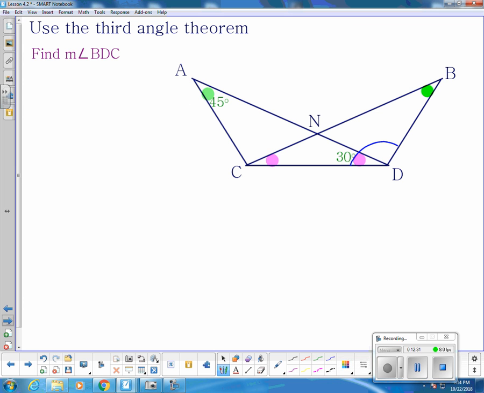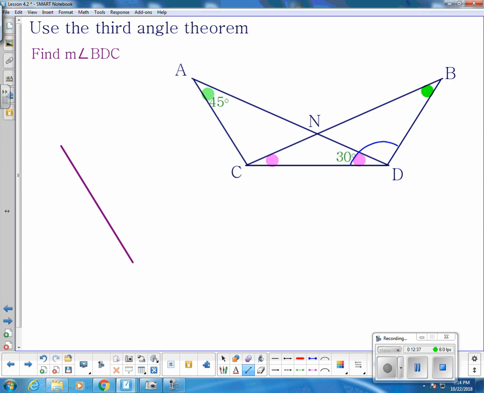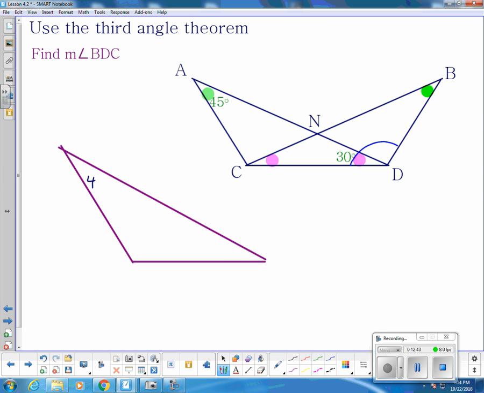This is so hard to see. We have triangle ACD. And they tell me this angle is 45 and this angle is 30. So everyone see I just took this triangle and separated it? What would this big angle be?